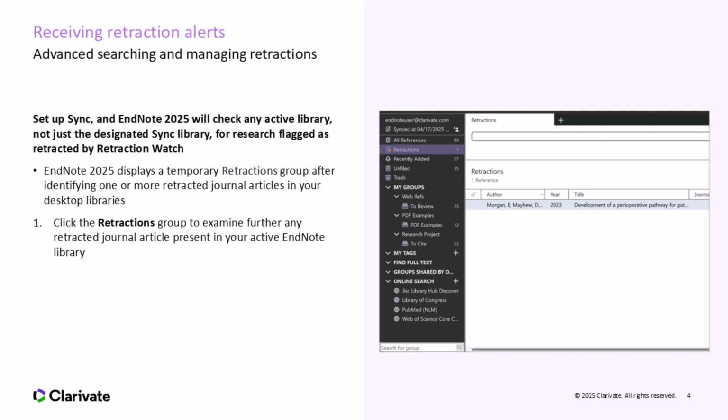All you need to do is click on the retractions group to see which references have been flagged, and from there you can take the necessary steps to manage them. This integration helps ensure you're always working with the most reliable and up-to-date sources in your library.